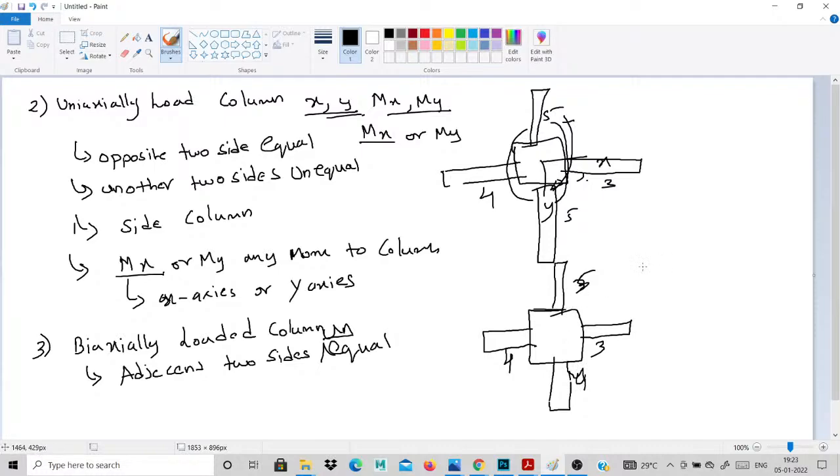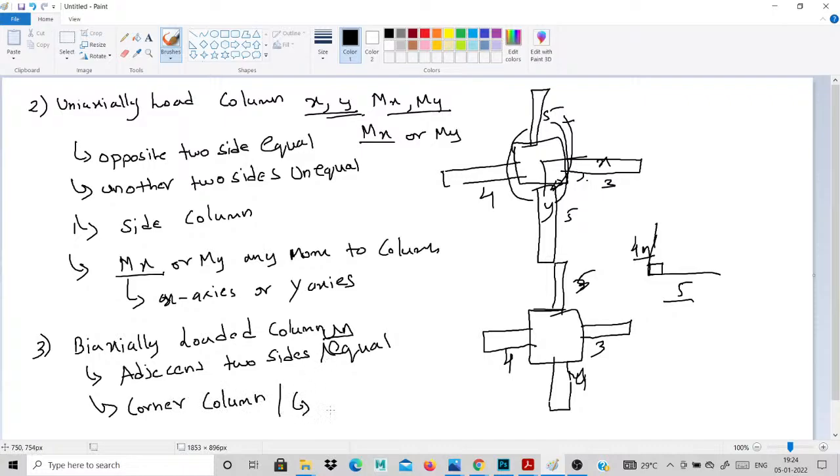Mostly the corner column is a biaxial column. This is our building corner. I provided this column. This is a 5 meter beam, this is a 4 meter beam. This is adjacent side, this is also unequal, so that is called adjacent. Another name is corner column.